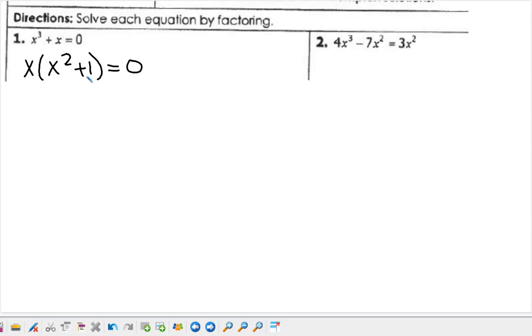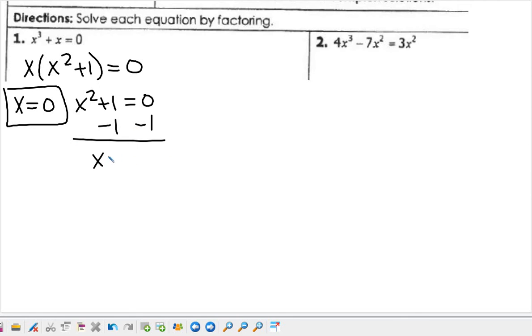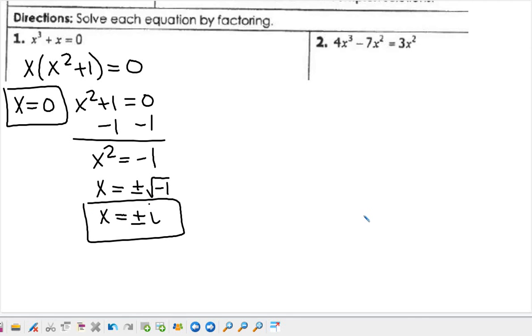Okay, so this is not a difference of squares. So I've pretty much factored everything I can factor. So I'm going to set my factors equal to 0. So I have 2 factors. So one of my solutions is 0. That's already done. Didn't have to do anything. So I need to solve here. So I have x squared is equal to negative 1. Square root both sides. So I get x is equal to plus or minus the square root of negative 1. And we know that the square root of negative 1 is represented by i.